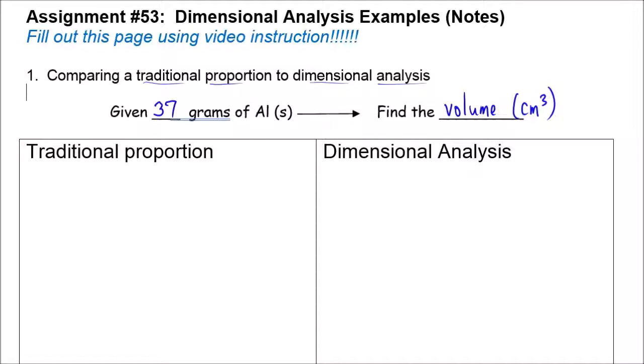All right, traditional proportion. You start with your given, 37 grams aluminum, and you're trying to find a different unit of measurement, cubic centimeters. To do that, you need a ratio, a known ratio between grams and cubic centimeters. I'm hoping that looks to you like density. This problem involves density, so you'll look on your periodic table for the density of aluminum. Try to find that before I show you.